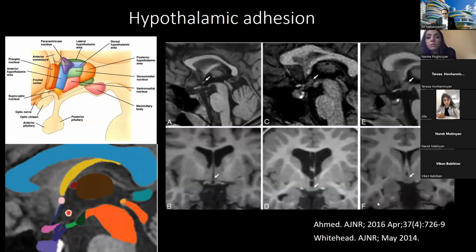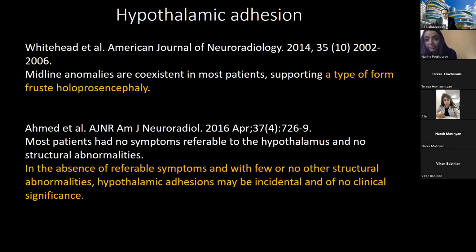This was a controversial entity at some point in the literature, and some researchers believed that there could be midline anomalies coexistent with hypothalamic adhesions, but later papers looked at a larger number of patients and found that most of the time there are no structural abnormalities, and hypothalamic adhesions may be just incidental findings with no clinical significance.